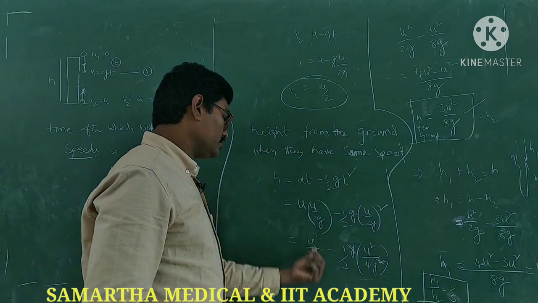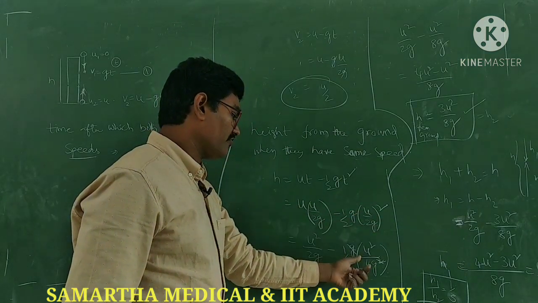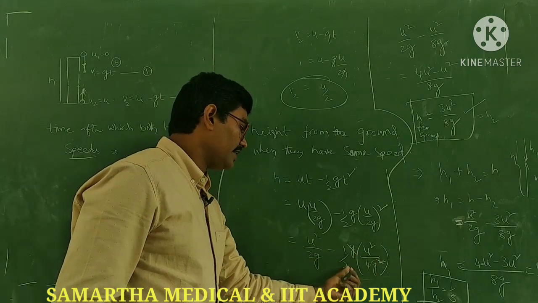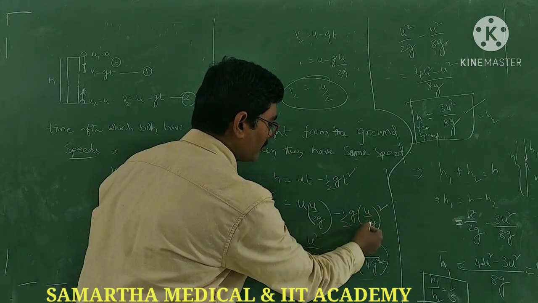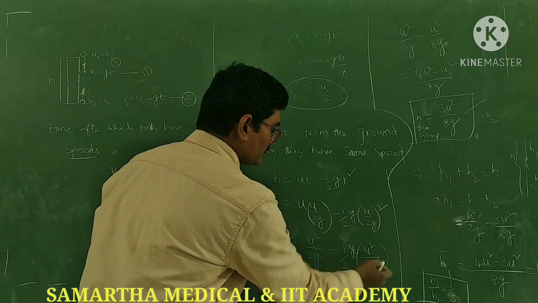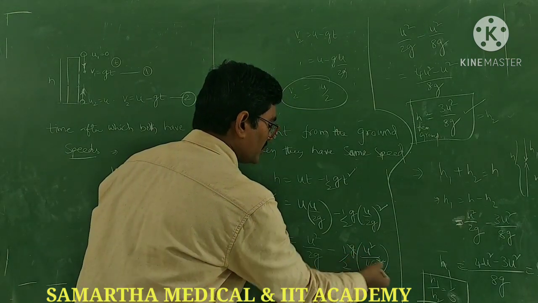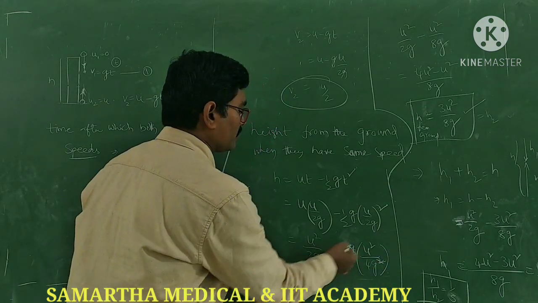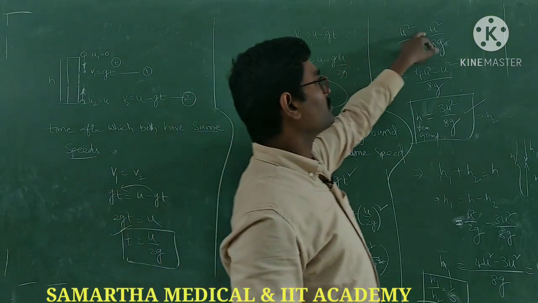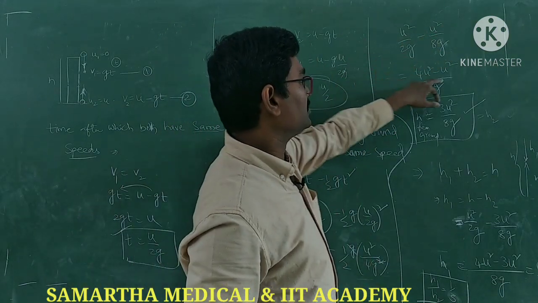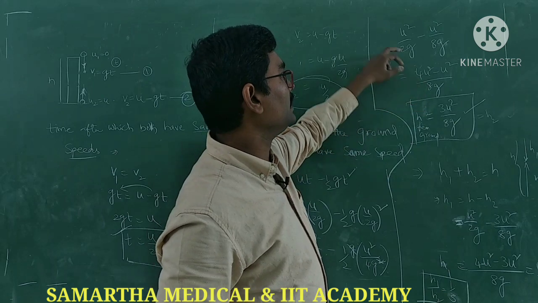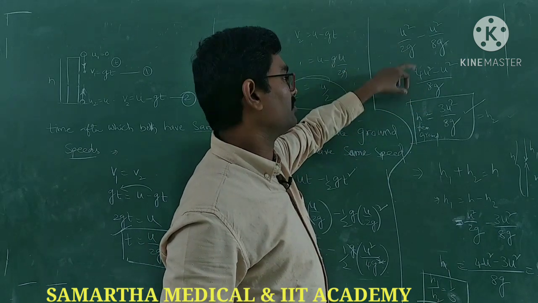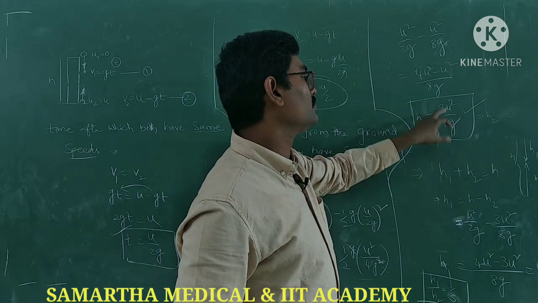Then u square by 2g minus, after simplification, you will get u square by 8g. So 1 by 2g into u square by 4g square, one g gets cancelled, you will get u square by 8g. So this is u square by 2g minus u square by 8g. 8g is the LCM, so this is 4u square minus u square, so 3u square by 8g.